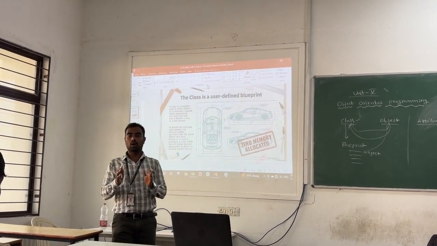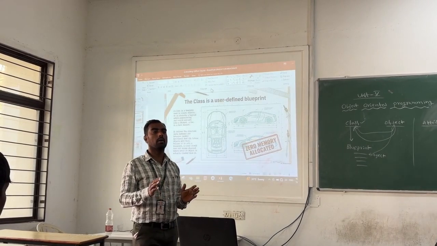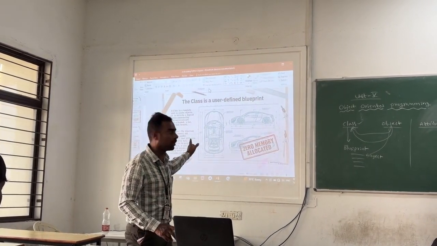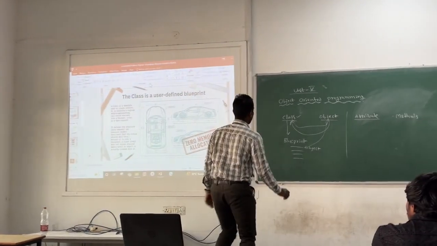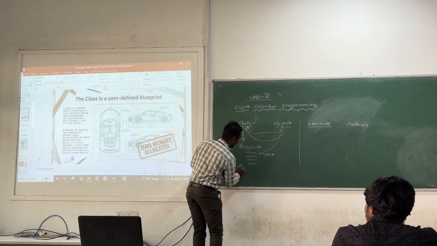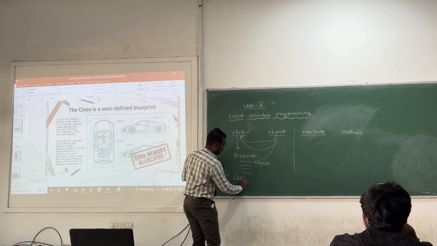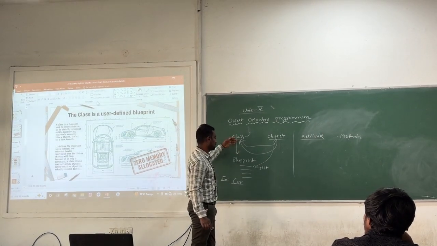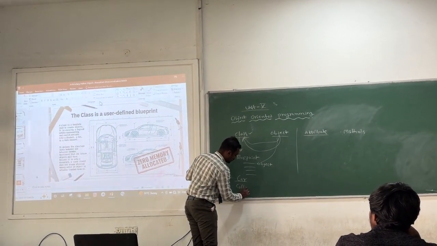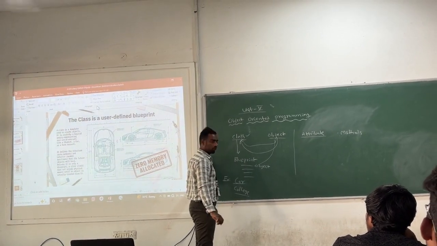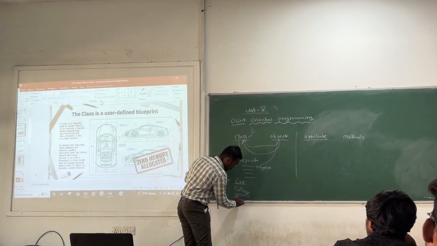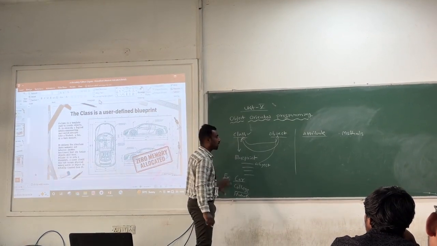So several sections are there. In a class of car, we can say one example for the class is car. Okay, so here car is one example for the class. Like that, our college is one example. Next, student is one example for the class.